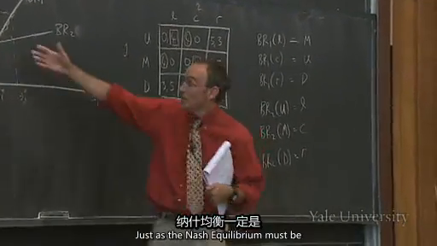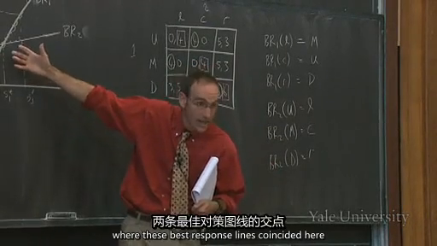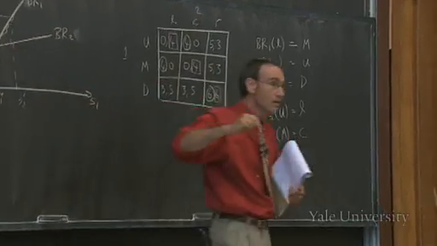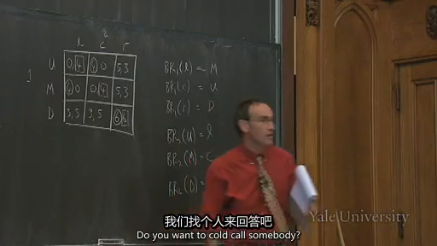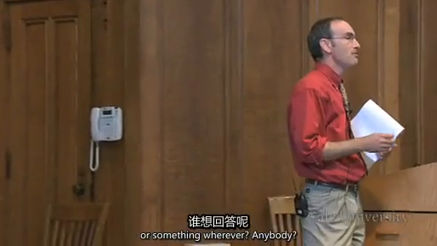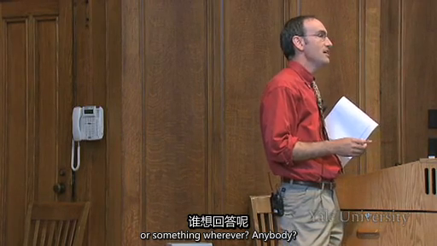And just as the Nash equilibrium must be where these best response lines coincided here, because that's the point at which each player is playing a best response to each other, all right? So the Nash equilibrium over here is, drum roll, so you want to cold call somebody? Do you want to call, just grab somebody in the row behind you or something, whatever? Yeah? Anybody? All right.